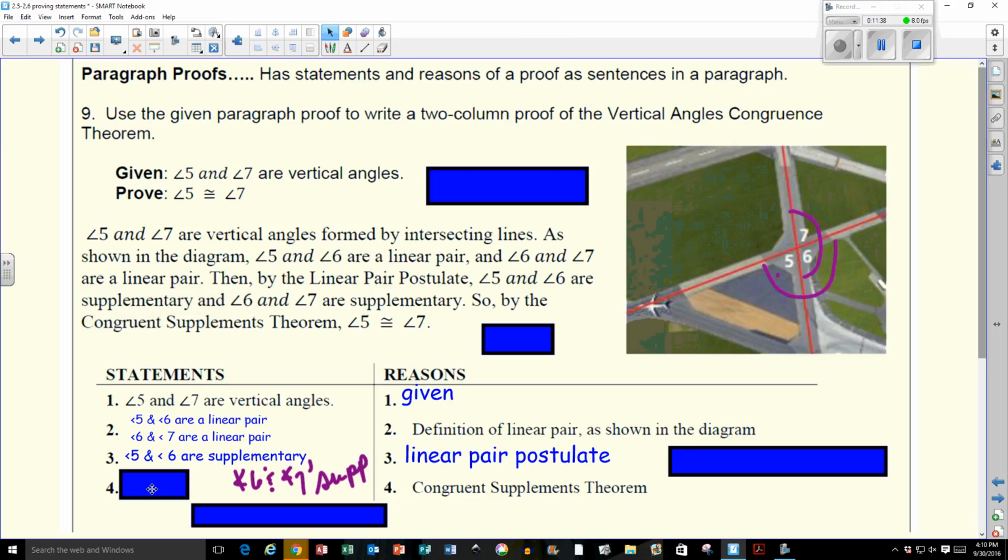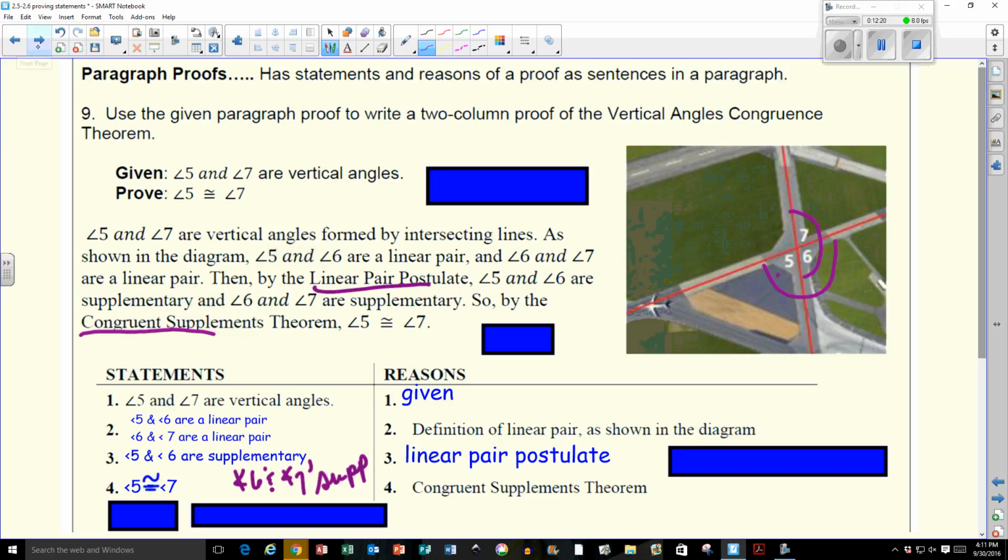Sorry about that. And since 5 and 6 are a linear pair and 6 and 7 are a linear pair, by the linear pair postulate, 5 and 6 are supplementary and 6 and 7 are supplementary. So by the congruent supplements theorem, 5 is congruent to 7. That's the congruent supplements theorem. Again, this is so much easier to follow than up here, but they still have your reasons. They're still listed in here: linear pair postulate, given, it's all still there.